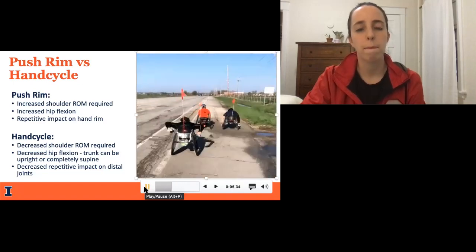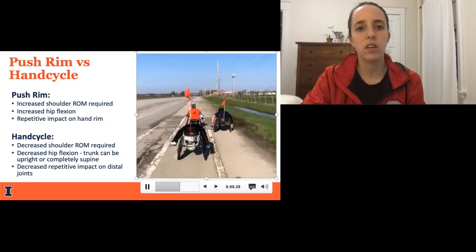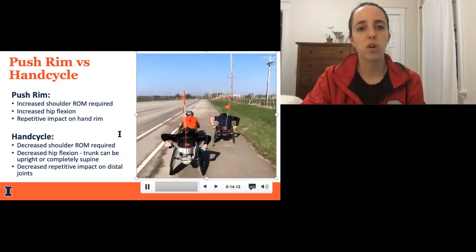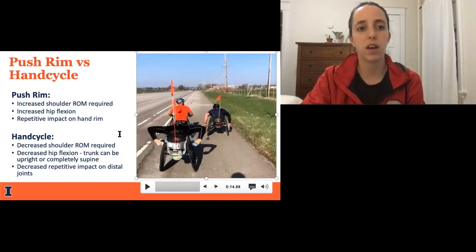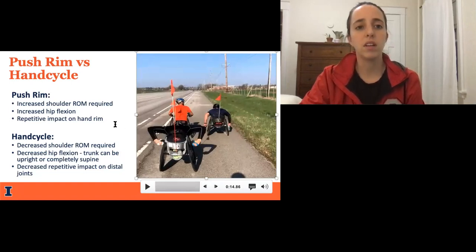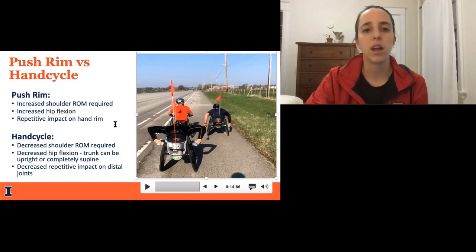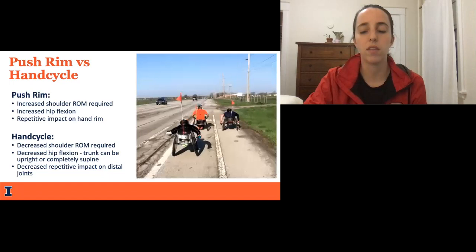So they're kind of in a kneeling position, and they're using repetitive impact on the rims in order to propel their chair forward. For the guy in orange who's using a hand cycle, you can see he's using significantly less range of motion in his shoulders. It's also a much smoother stroke because his hands are attached to the bike at all times. He's sitting a little bit taller, and he's kneeling as well, but he's got less hip flexion. There's also another type of hand cycle that you can use completely lying down, so you're in a supine position, but that really just depends on athlete preference and trunk control. Using a hand cycle is going to have a little bit decreased impact on the joints versus using a push rim chair.